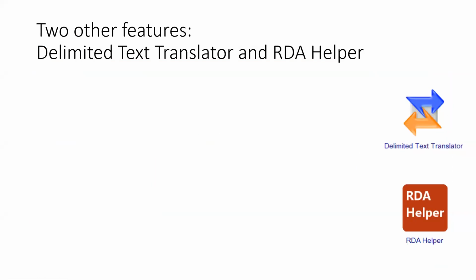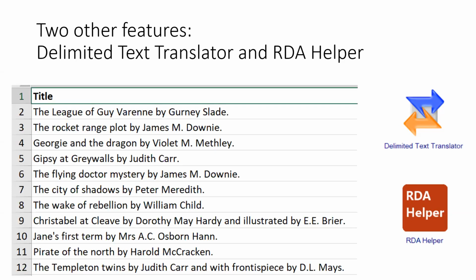So there's two other features that I wanted to talk about. The Delimited text translator and RDA helper. For the purposes of this talk, Delimited text translator just means taking data from a spreadsheet and turning it into records. So here's my spreadsheet. Margaret Smith has kindly donated 20 children's books published in London in the 1950s. She sent us a spreadsheet of the titles.